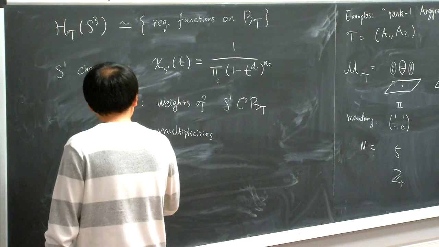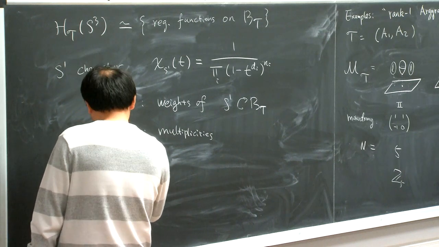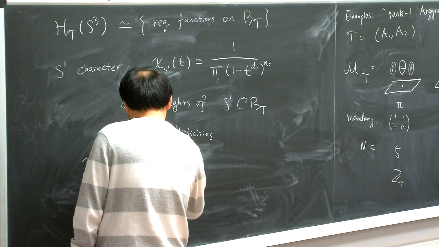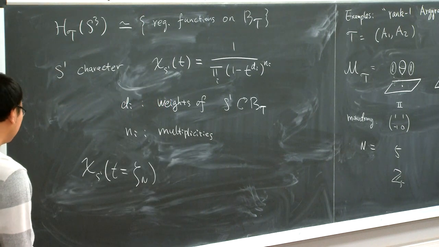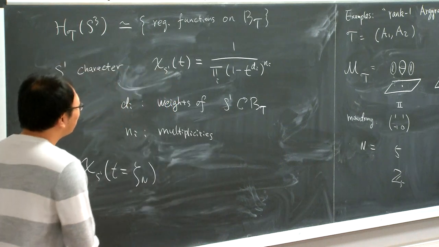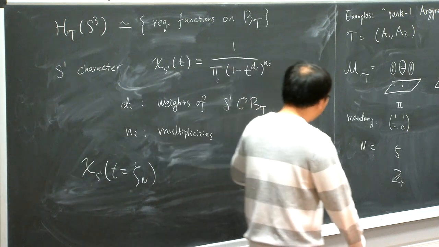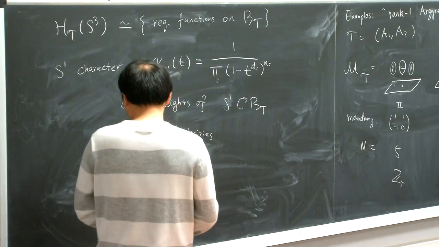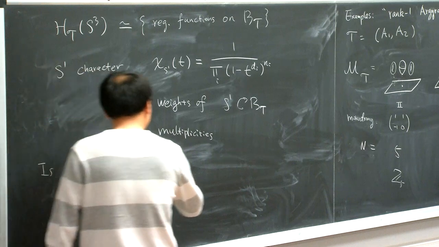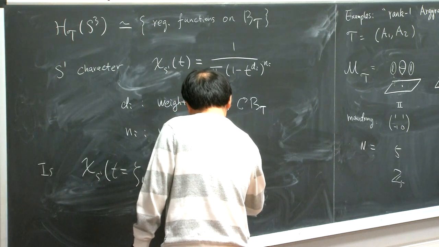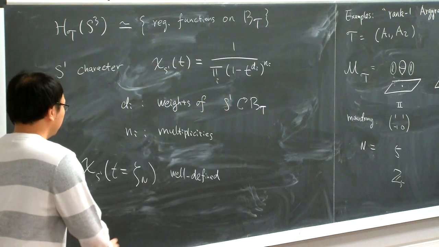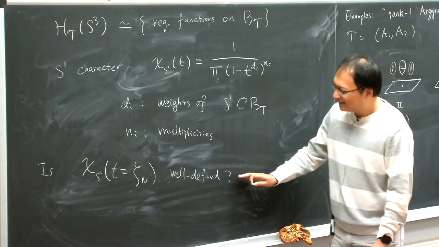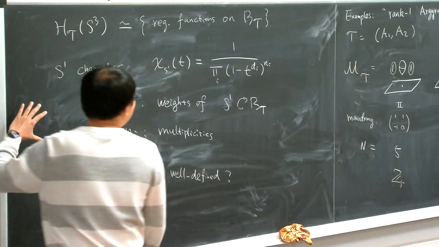And then you may wonder whether you can do something like this. You now set t to be the nth root of unity, and ask whether this quantity is well-defined. If this is well-defined, then you can use this discrete symmetry to regularize the S1 times S3 partition function. Turns out that this will be well defined as long as your theory has an additional property.